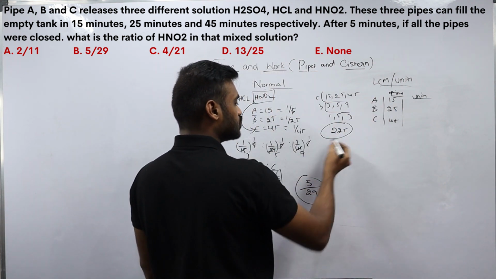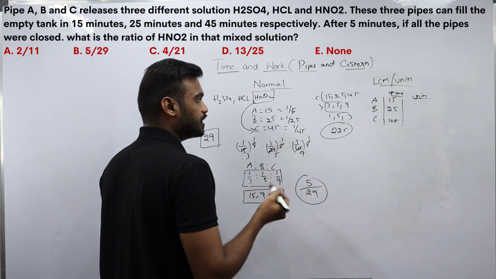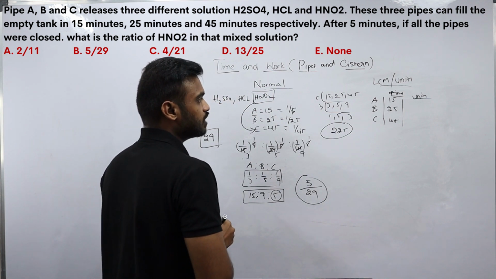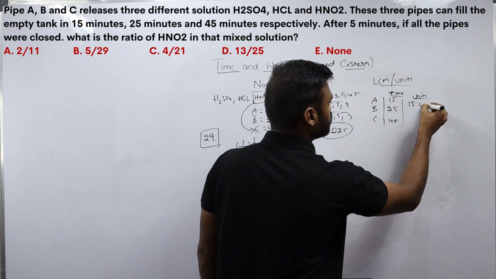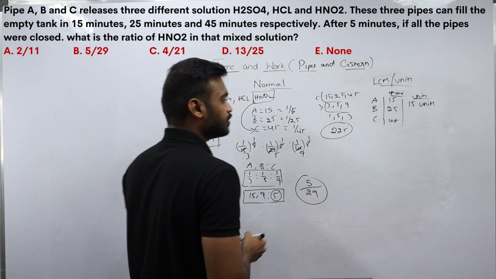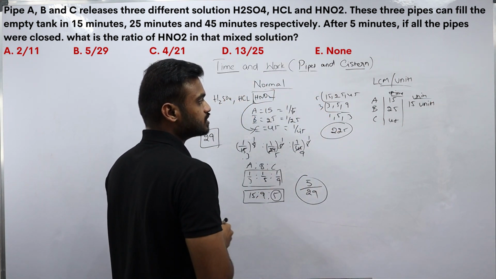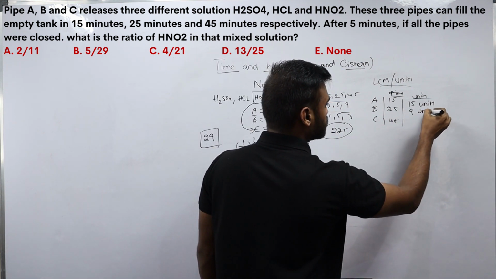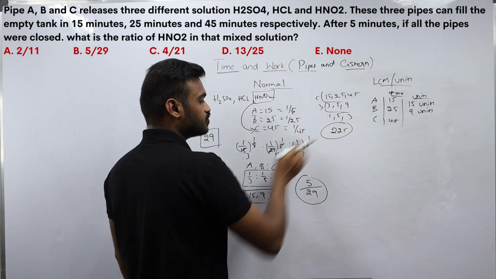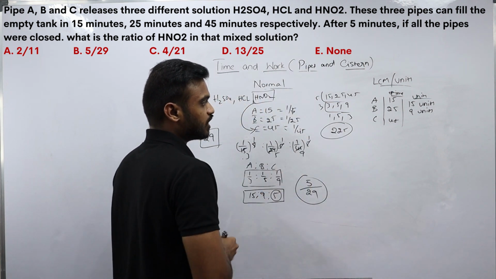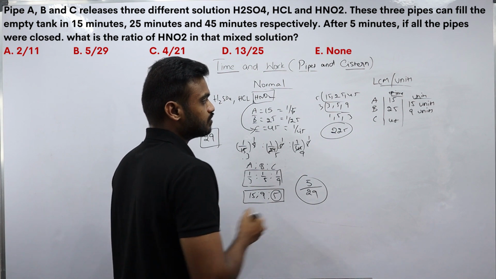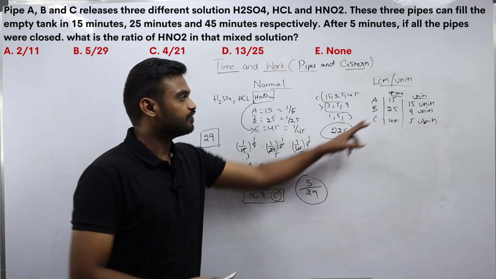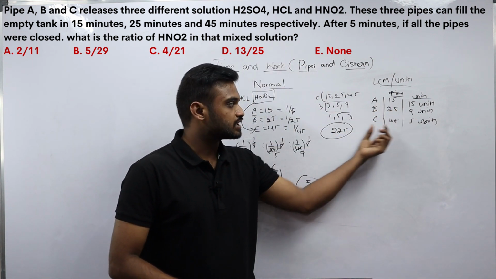So A is completing 225 units per 15 minutes. So per minute A is completing 225 by 15, that is 15 units of work per minute. And B is completing 225 by 25, that is 9 units of work. C is completing 225 by 45, that is 5 units of work. So A is completing 15 units, B is completing 9 units and C is completing 5 units of work per minute.